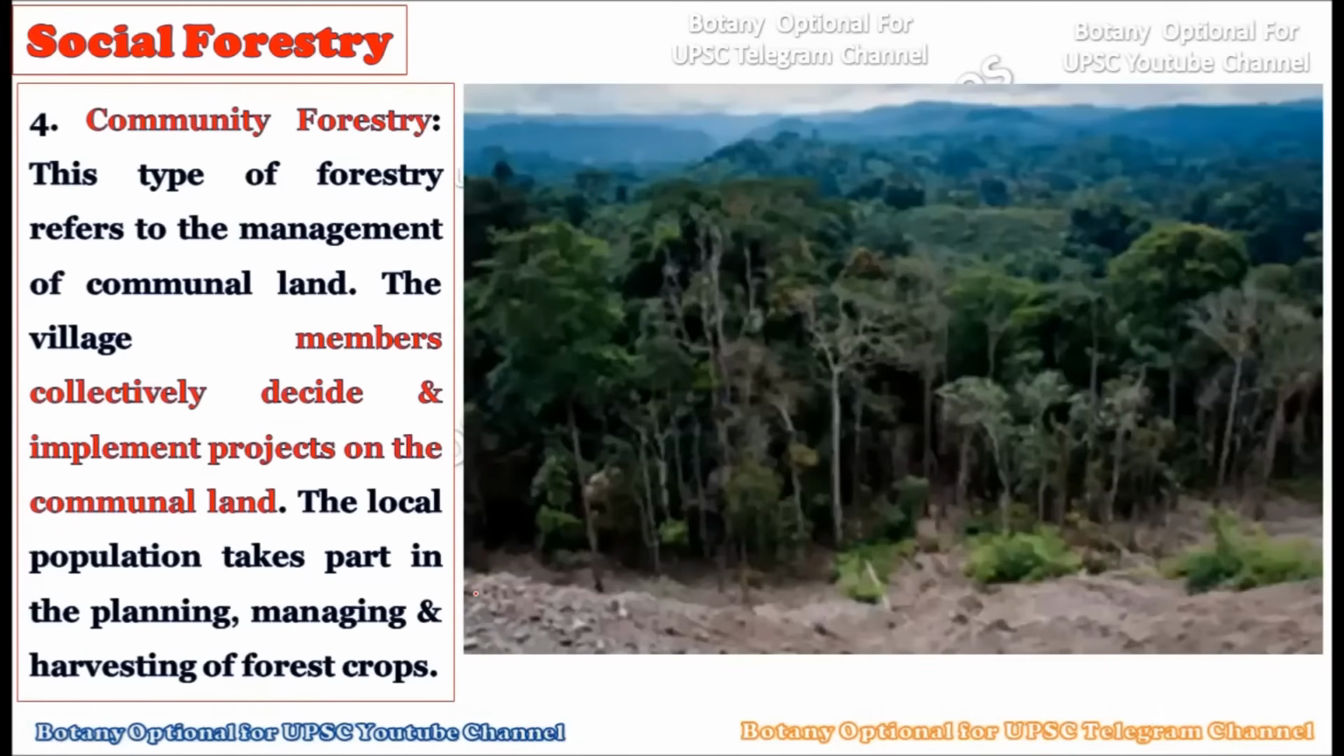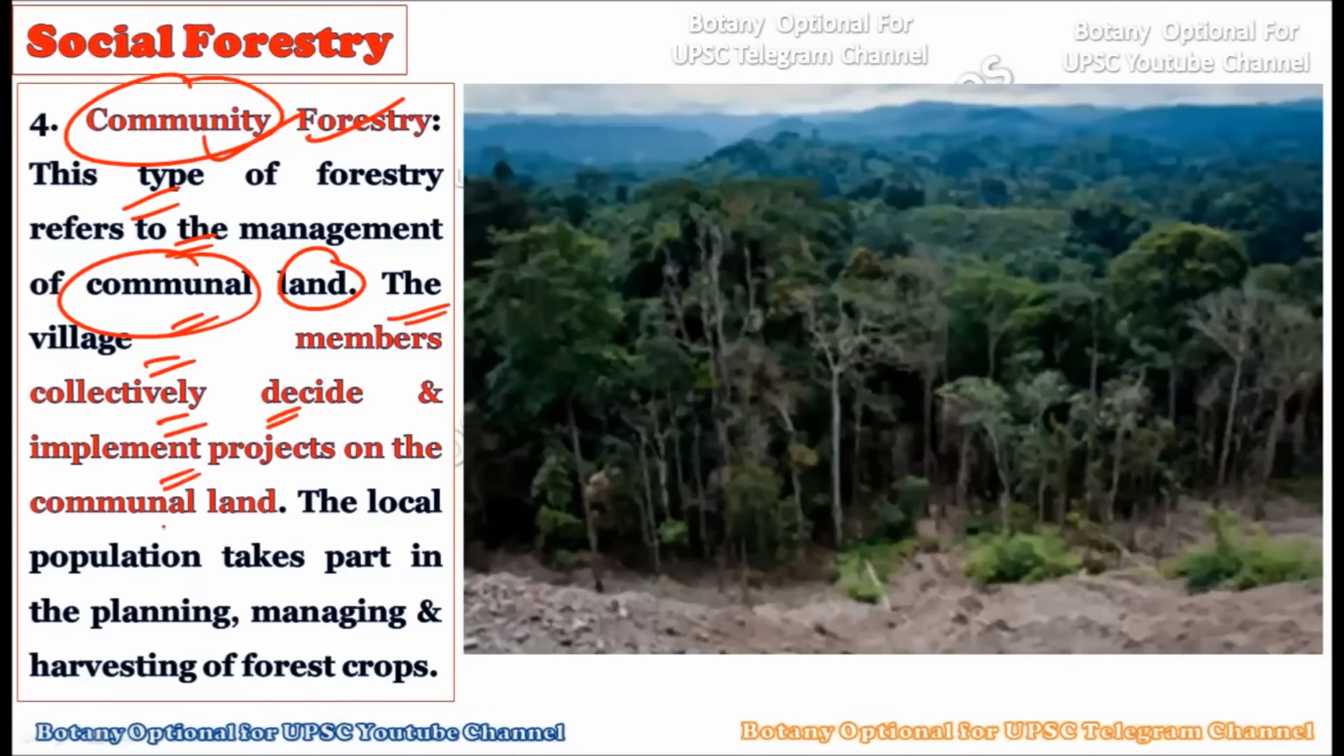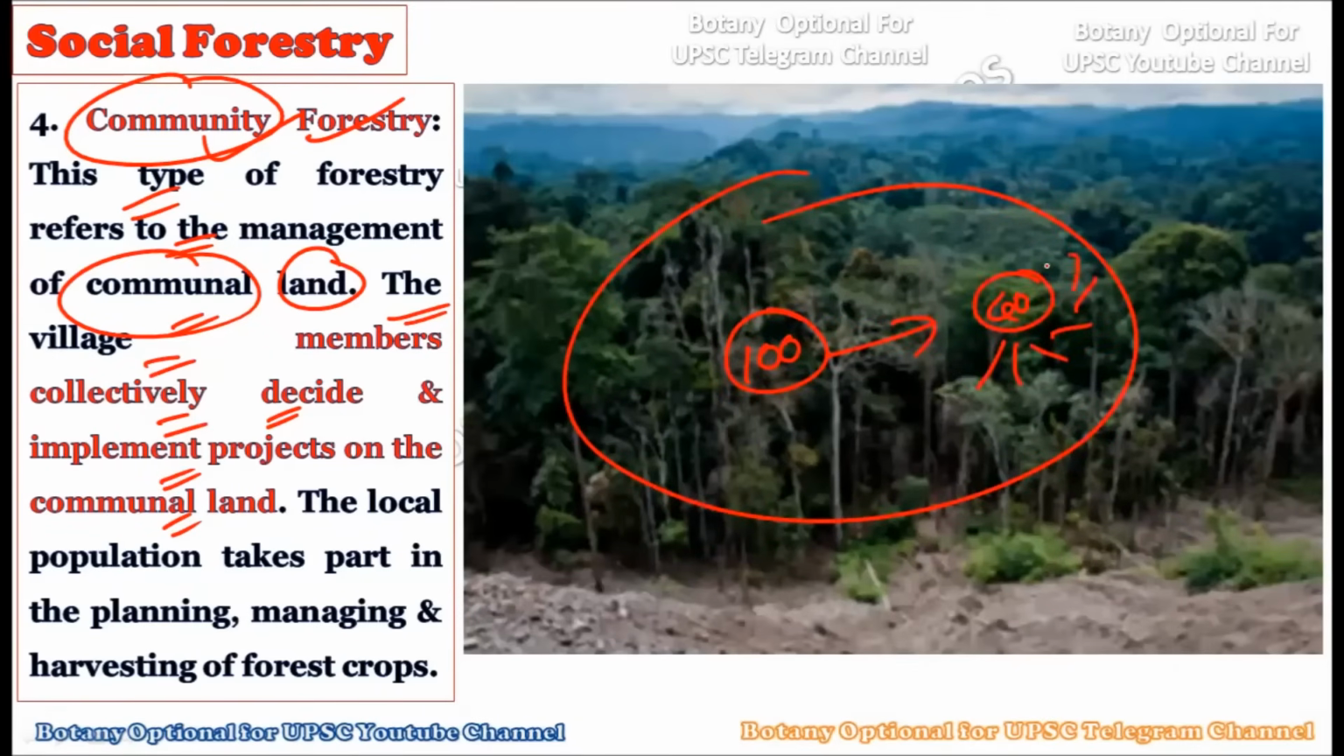Now consider the fourth type of social forestry, which is called community forestry. This type of forestry refers to the management of communal land. That is why it is called community forestry. The village members collectively decide and implement the project on the communal land. For example, there is a village with almost 100 families living there. Out of these, 40 families came together and decided to do community forestry.